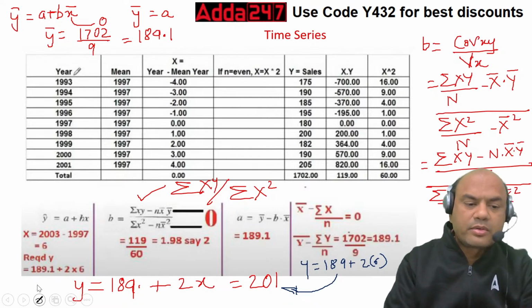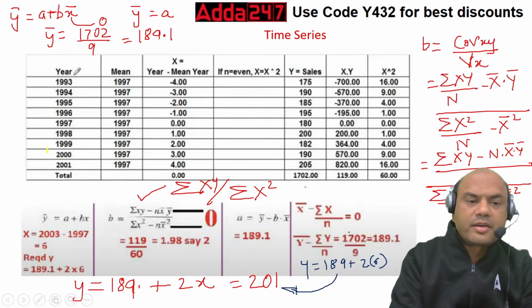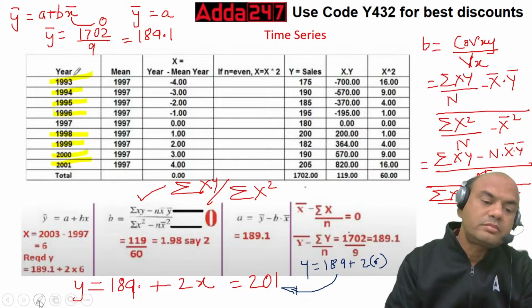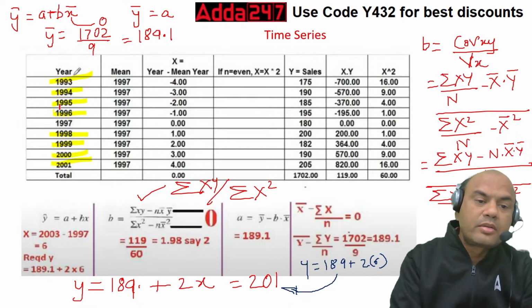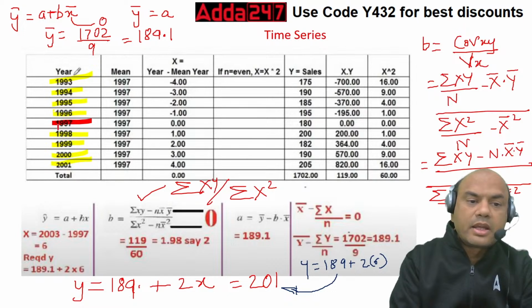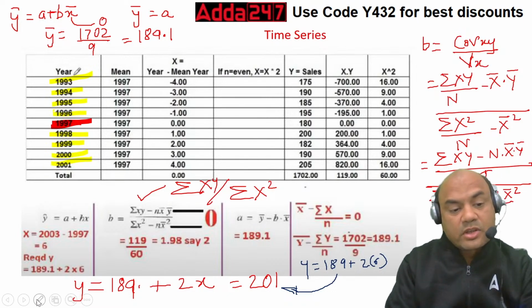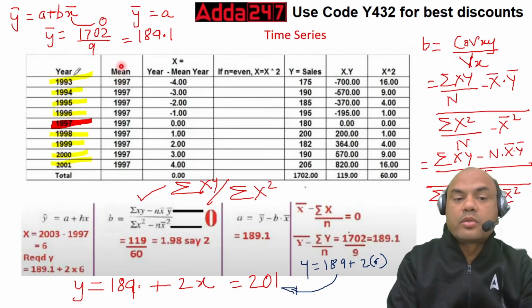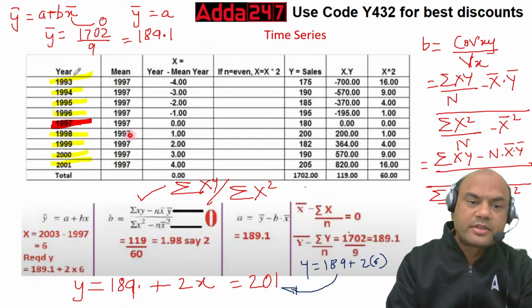Let me mark it yellow. Highlighter. See this. 93 removed. 2001 removed. 94 removed. 2000 removed. 95 removed, 1999 removed, 96 removed, 98 removed. So what remains now? What remains is your mean, 1997. So this is your mean. Got it? Now you write it over here: 1997, 97, 97, everywhere 97.